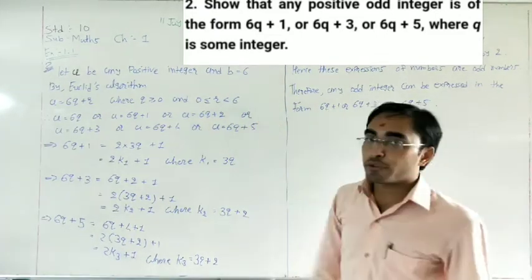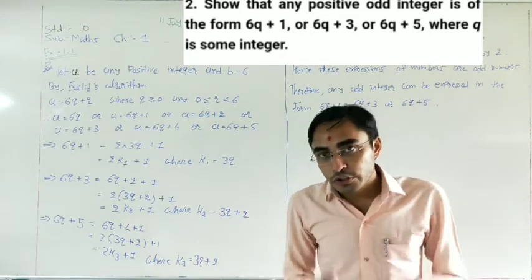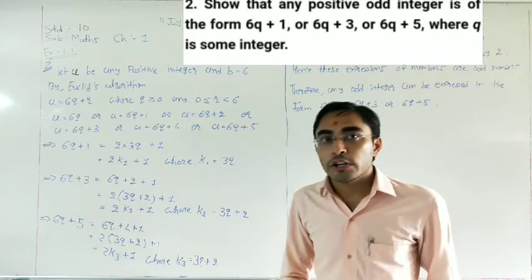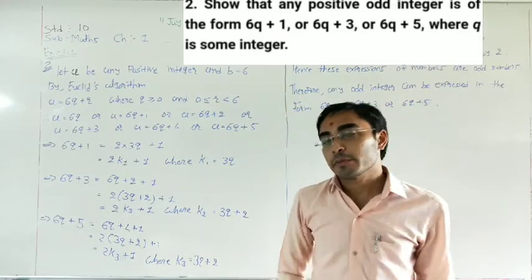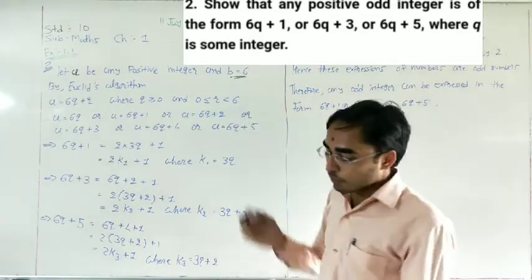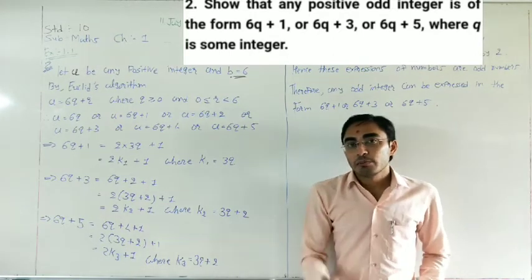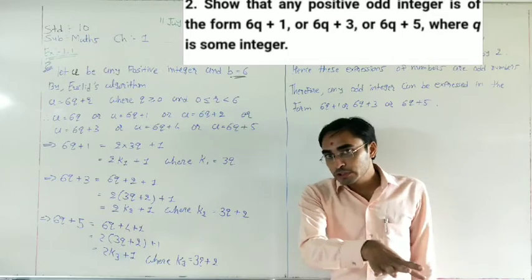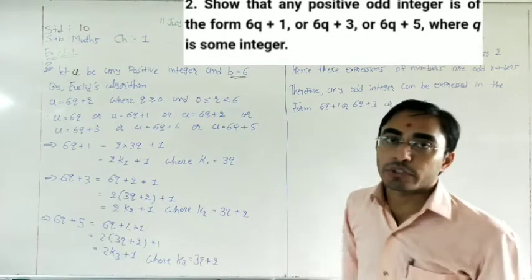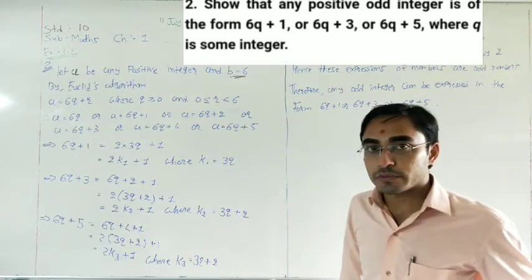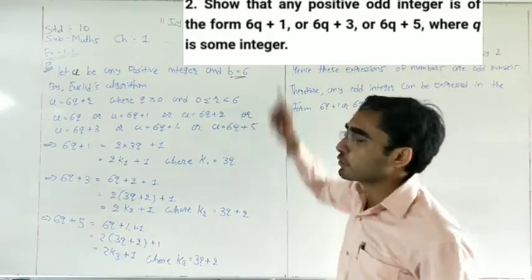Why do we take b is equal to 6? Because finally we need to prove it as 6q plus 1, 6q plus 3, 6q plus 5. So according to the question, we assume here b is equal to 6. We need to assume our b according to the question. Because in the answer we want 6q plus 1, 6q plus 3, 6q plus 5, that's why here we take b is equal to 6, because 6 is there in the question. Okay, so a be any positive integer and here b is equal to 6.